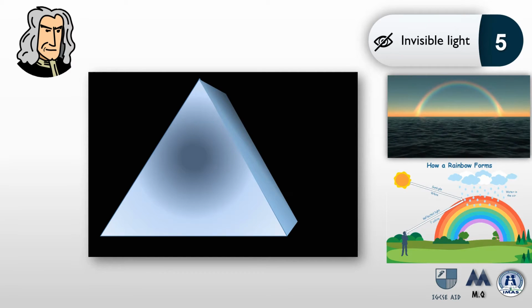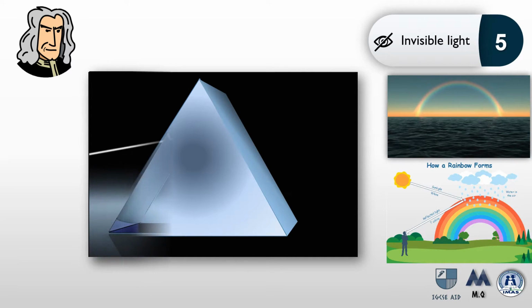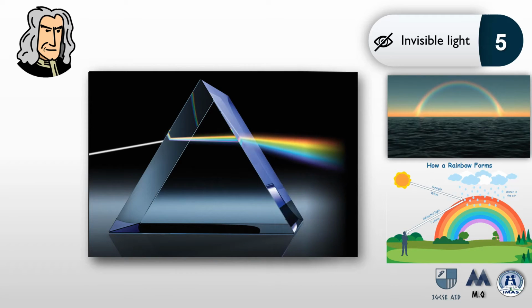So he used a triangular prism. Now this triangular prism acts the same as a raindrop. When white light comes in, it's going to disperse it or separate it into its main colors from 400 to 700 nanometers. And that's how Newton proved that white is basically made up from all colors or wavelengths by observing rainbows in nature and replicating the same in a lab.